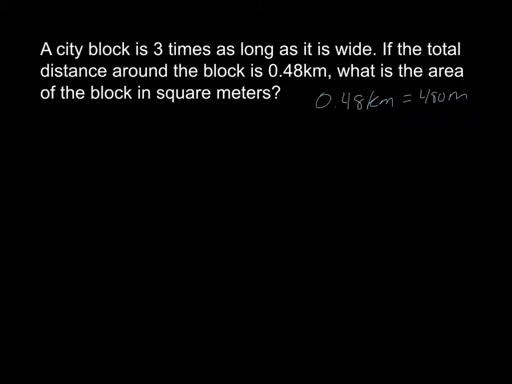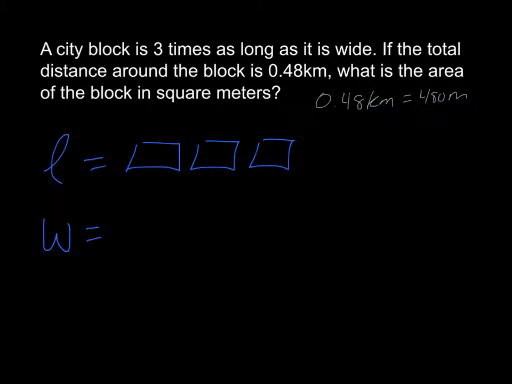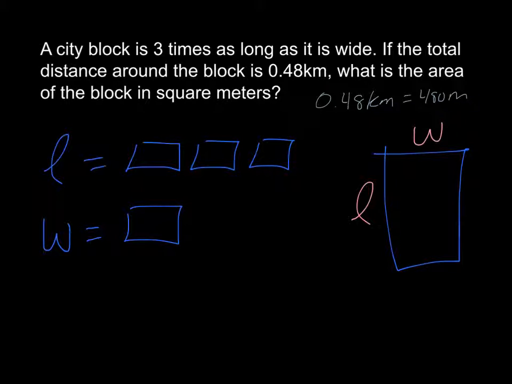Okay, so looking at the length, we're saying that it is 3 times, and I'm going to draw 3 squares for that, or rectangles, for its width. Okay, and we're assuming that this block is in a rectangle shape. Okay, so I know that I'm going to need to double everything, because if I have my length here and my width here, I need to include all 4 sides.